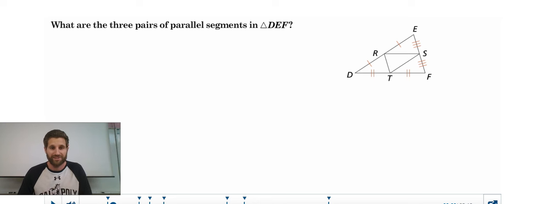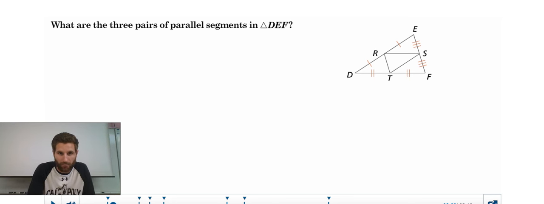What are three pairs of parallel segments in triangle DEF? Okay, well, according to our rule, we know that if we have midsegments, we're going to get parallel lines. So we can go ahead and mark all of our midpoints. So if you look at it, it says right here DEF, we see that T, R, and S are all midpoints. And because they're midpoints, they're going to make segments that are parallel. So we can go ahead and write those out.